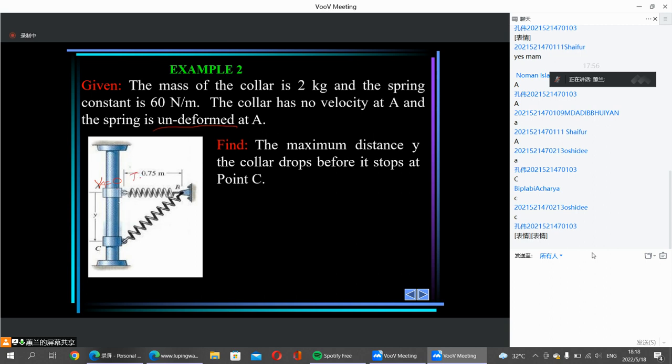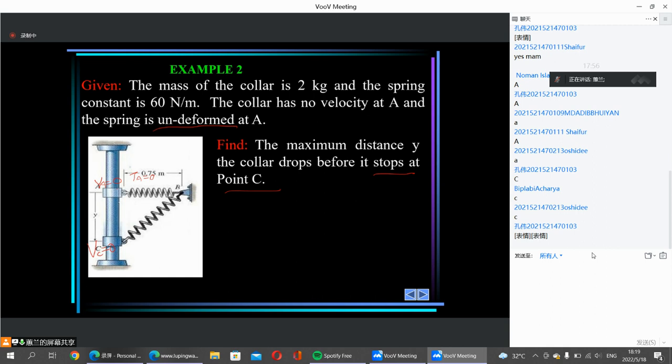So for the collar, TA equal to 0. And the spring is undeformed at A, that means the spring is not stretched at A. And then we need to find the maximum distance y the collar drops before it stops at point C. What does it mean that it stops at point C? That means VC equal to 0, right? The velocity of the collar is equal to 0.